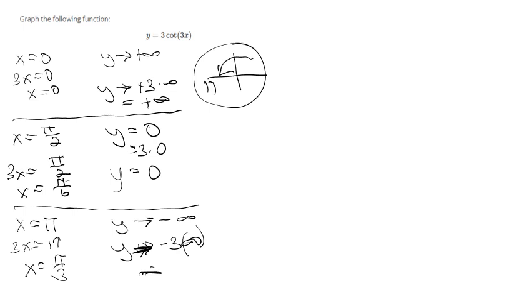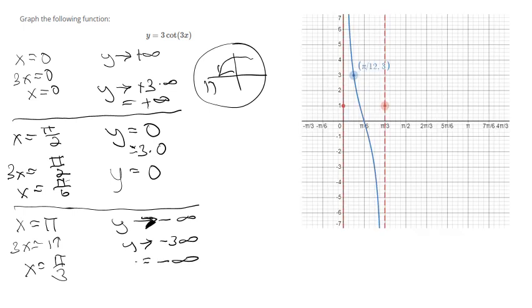Okay, now let me clean this up a bit for y'all. I hate leaving too much of a mess. Then y is going to minus 3 infinity, which is still minus infinity. So here's the graph. If you notice, at pi over 3, y is going to negative infinity. At 0, y is going to positive infinity.